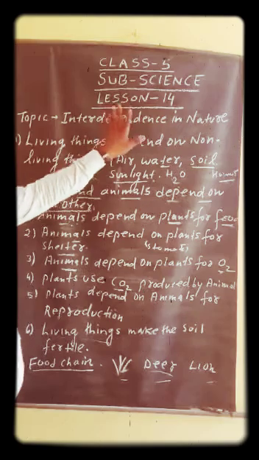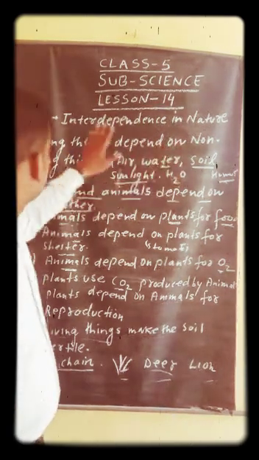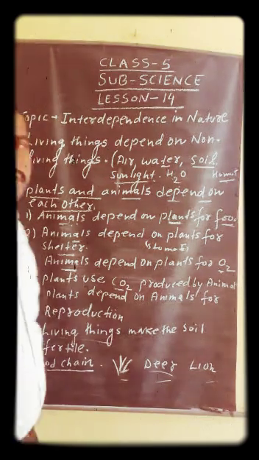This chapter 5 is totally about interdependence in nature. So how are we interdependent in nature? We should highlight it. I think all of you understood.